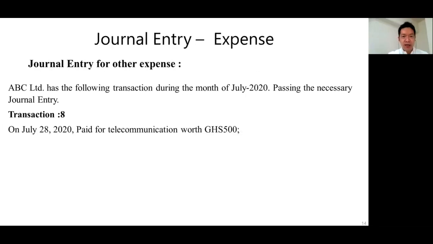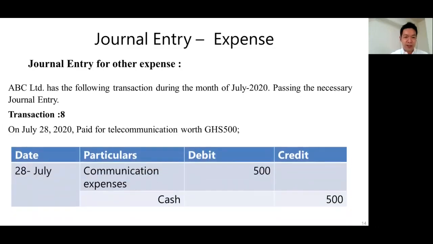Another one is a general expense, like in this case, telecommunication. On July 28th, the company paid telecommunication of 500 Ghana cedi. So it's an expense account, so it is recorded in the debit. And cash was paid, so it should be recorded in the credit side.